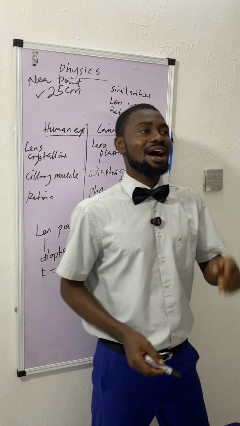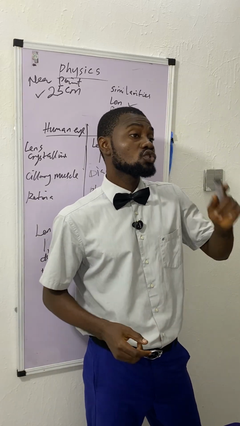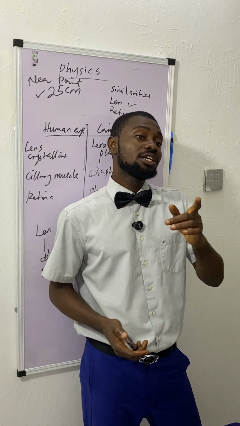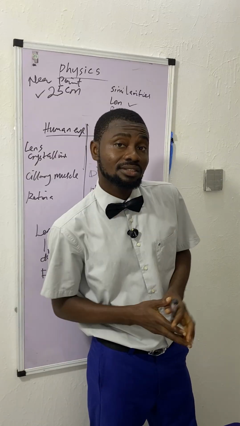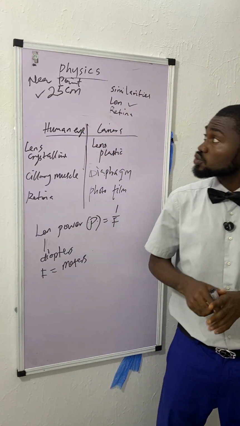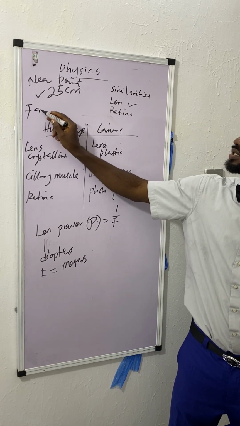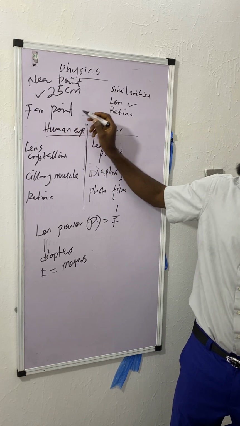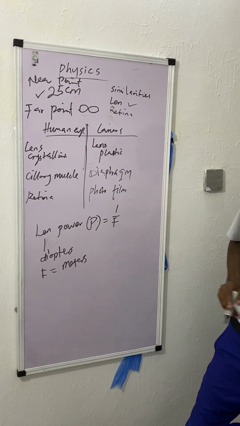So you can't determine how far you can see for a normal eye. You can put something 50 kilometers away. If you still look, you will see that thing. That's why you can see the sun, the sun that is in space. You can stand here and see the sun. So far point is infinity for a normal eye.